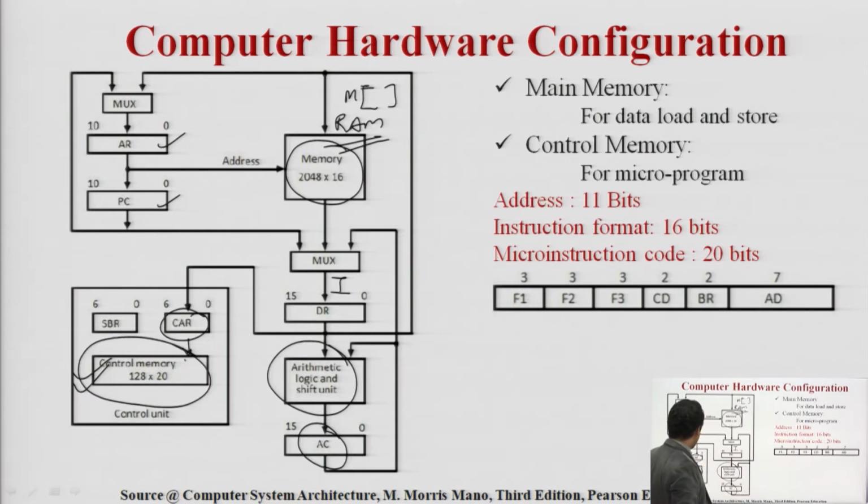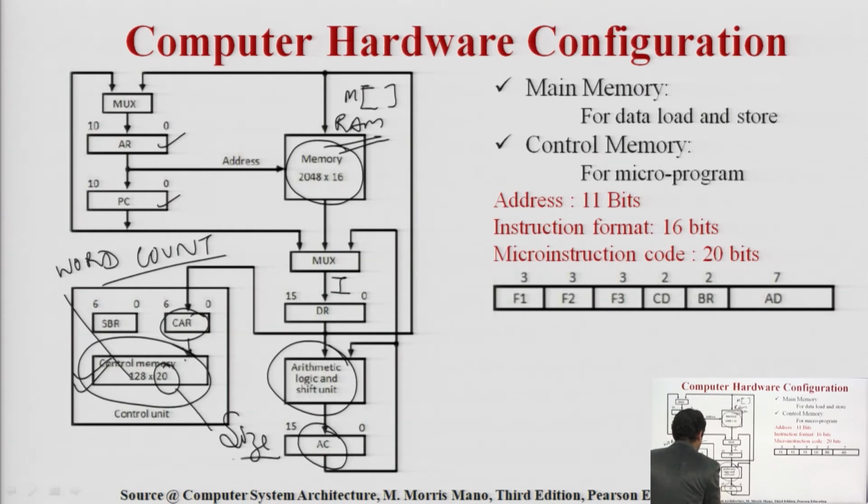When we talk about the control memory, it is mentioned here the size is 128 into 20. What does it mean? It means one word in the control memory is of 20 bits, and how many words are there? 128. So this is the word count, and 20 is basically the size. Similarly here, this is my word count, this is the size of the memory instruction, and this is the location count, that is, how many locations are available in the memory.